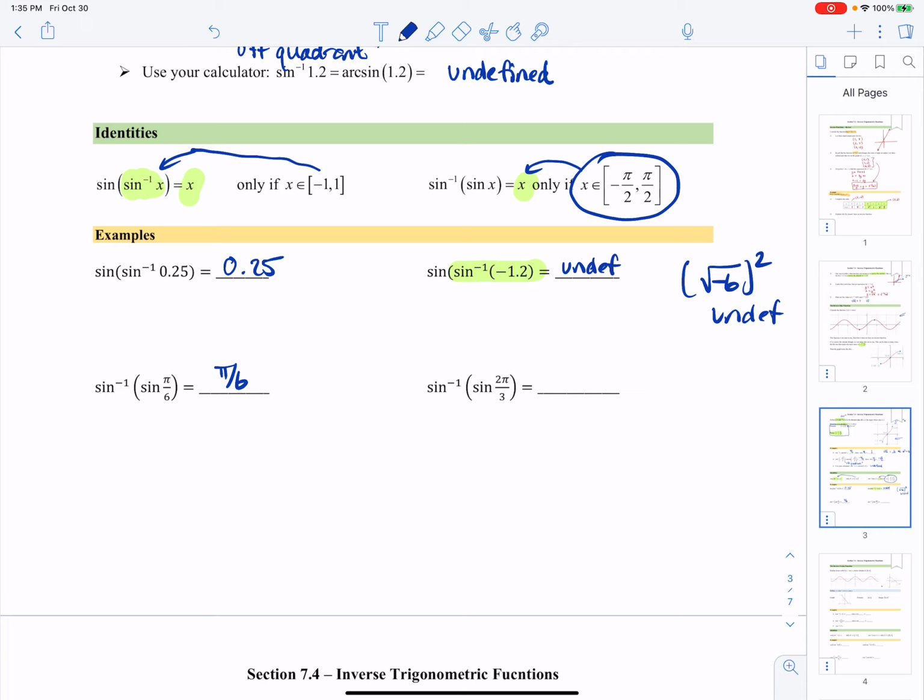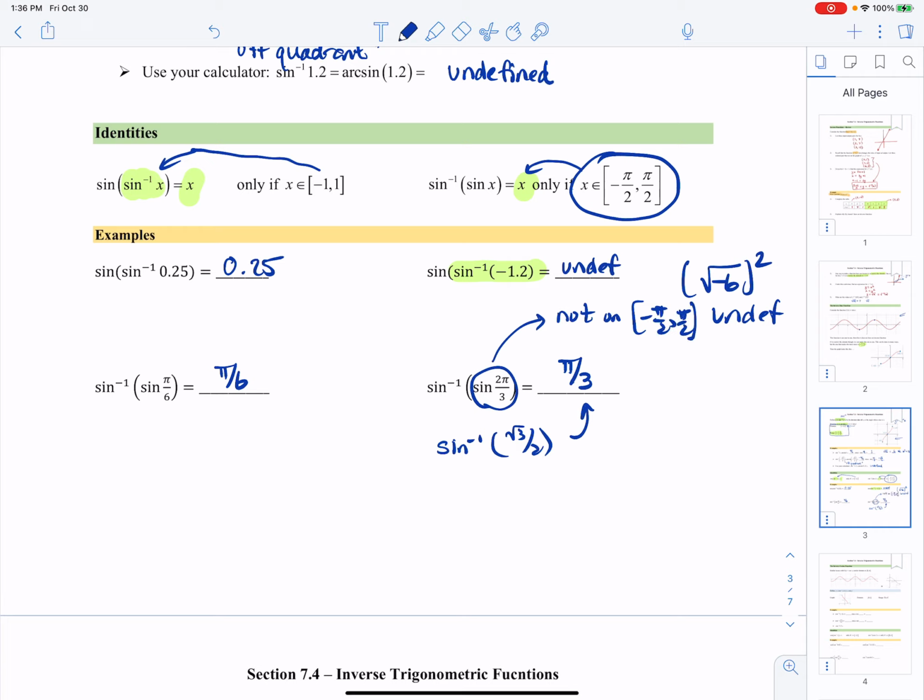Now here's the interesting thing. If we take the sine inverse of sine of 2π/3, let's just take this in steps. Sine of 2π/3 is like saying the sine of 120 degrees. That should be √3/2, and that actually corresponds to π/3. The reason for that is because 2π/3 is not on the interval -π/2 to π/2.